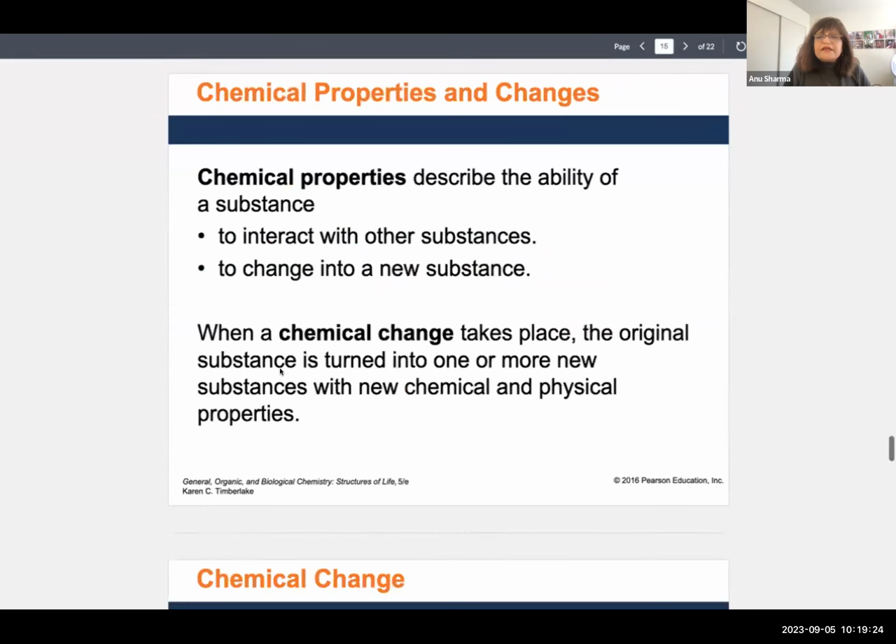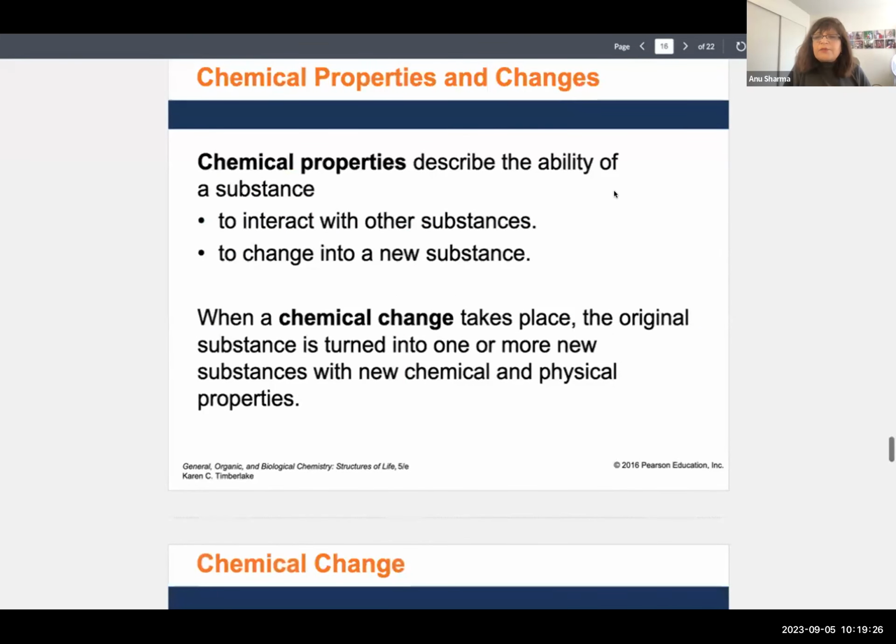Now, so we discussed that. Now let's look at the chemical properties. Thank you guys for participating. Okay, now we are going to look at the chemical properties.